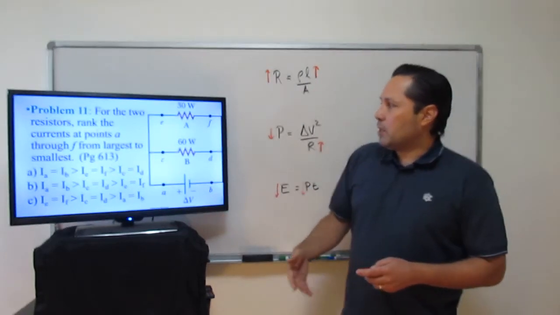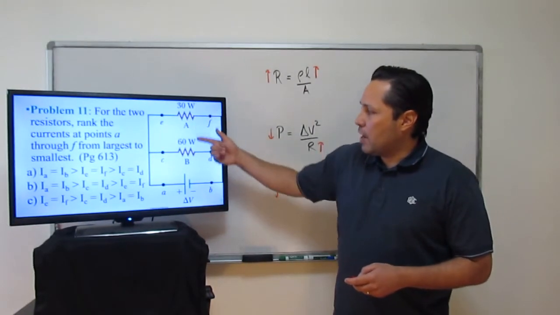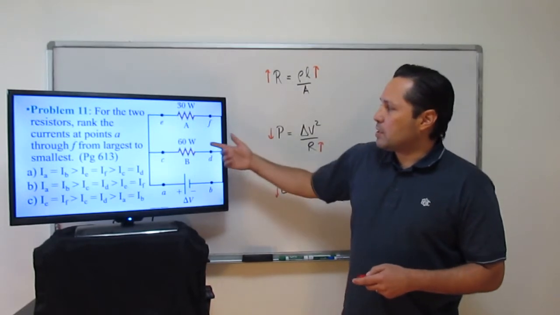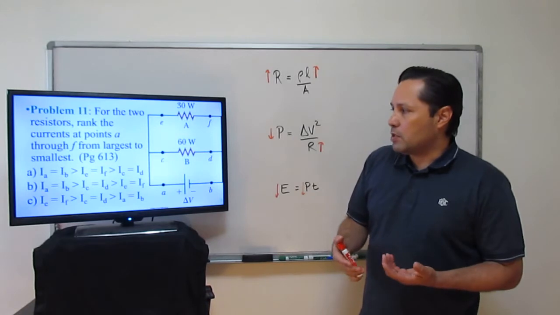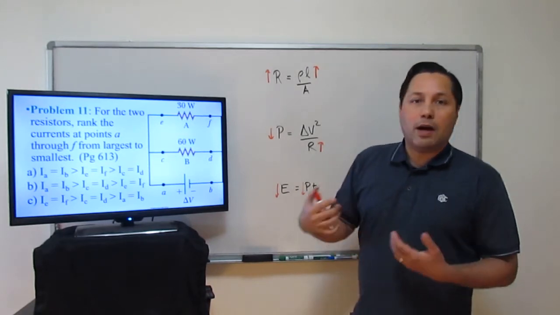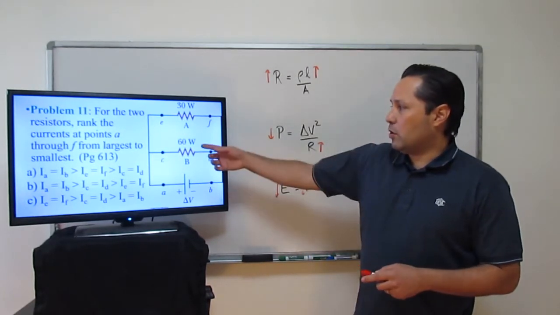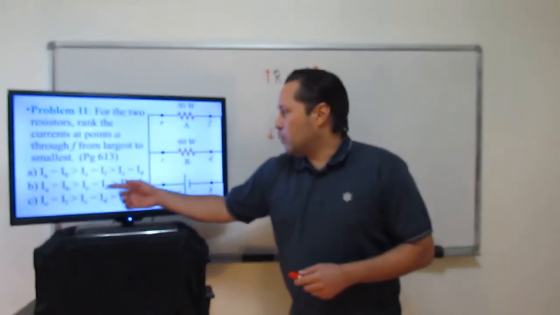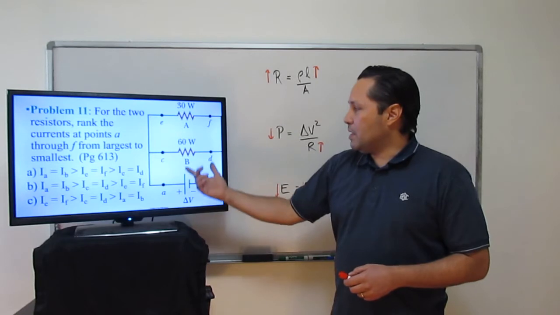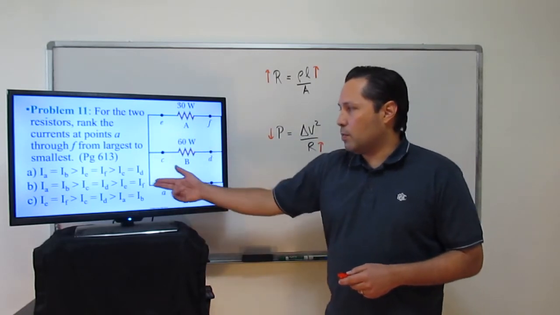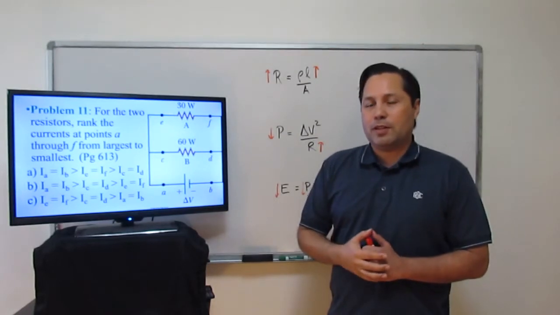Next, let's go ahead and take a look at resistor A and resistor B. Notice that the power is much higher here, 60 watts. So therefore, it must have a higher current. All right, so therefore, C, D would be next, and then the last one would be resistor A. So it would be A, B, C, D, E, F. So the answer would be letter B. That's problem number 11.